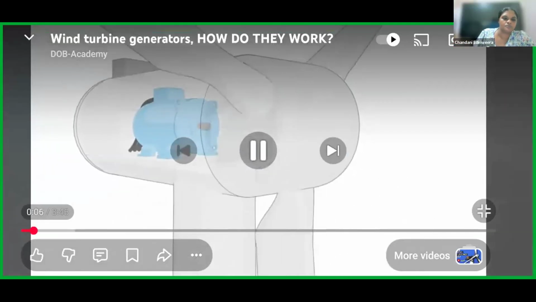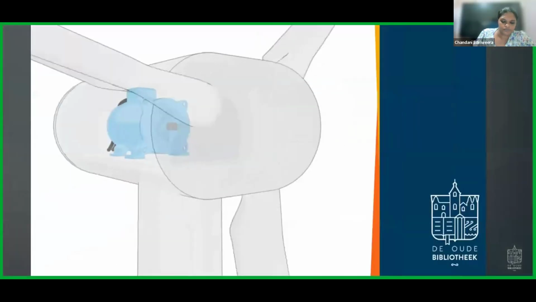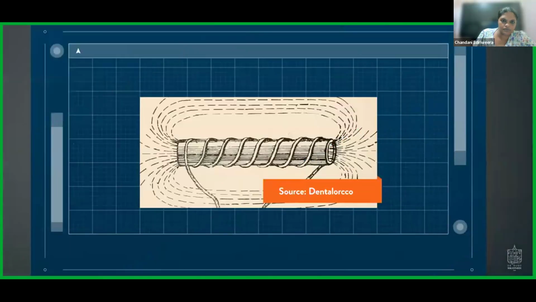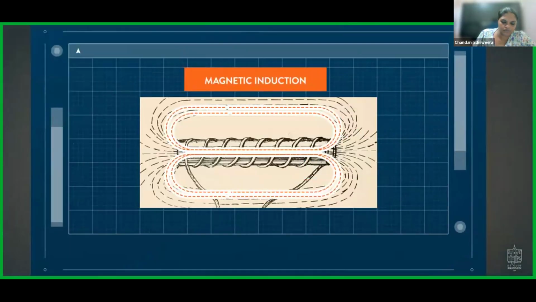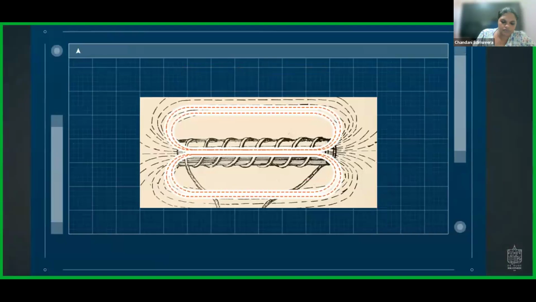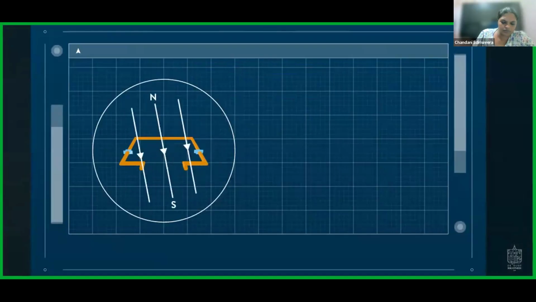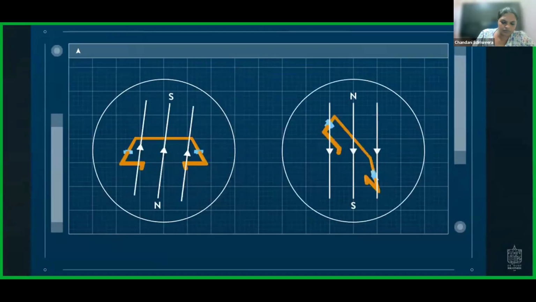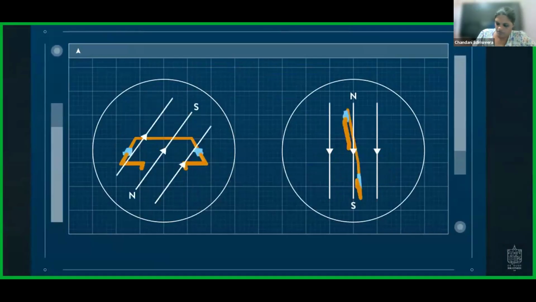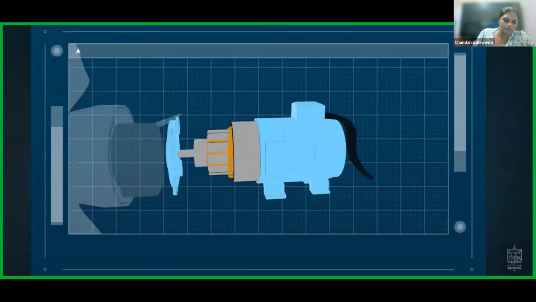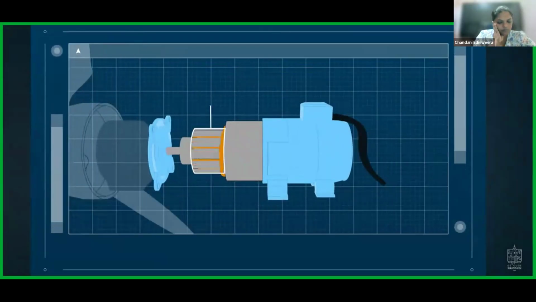electricity. But how does a generator do that? Let's find out what's happening. The physical phenomenon on which the generators rely is magnetic induction. Induction in the form of voltage occurs when either a conducting coil is placed in a changing magnetic field or when the coil moves around in a magnetic field. Most wind turbines use the first approach.